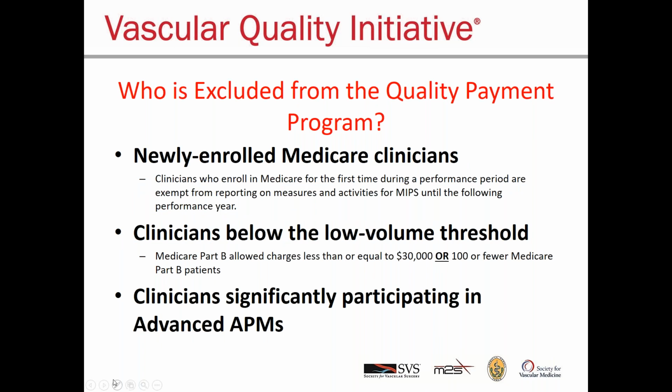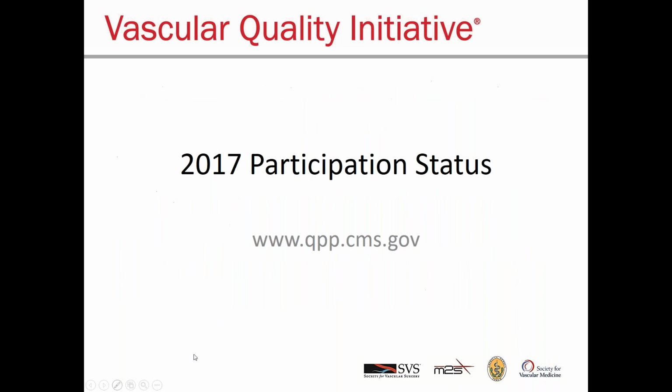Now, the other group that's excluded from the quality payment program is our trainees. When they first enroll in Medicare for the very first time to take their very first patient after graduation and starting their first vascular surgery position, they would be exempt from the merit-based incentive payment system for that first year. So they would then have to get going in the second year. And then, as I mentioned, those clinicians who are participating in an APM, and we're going to talk about how to check your participation status here in a minute, they would be exempt from MIPS as well and would not get the penalty.